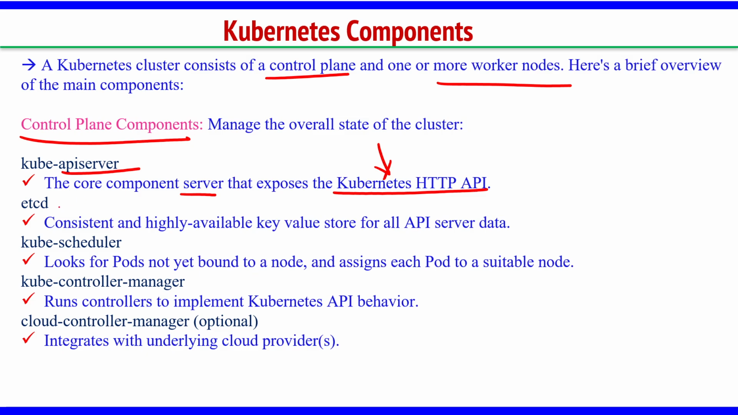Then there is something called etcd. It's a database for Kubernetes, right? A consistent and highly available key value store for all API server data. Whatever requests are coming to this API server, those requests are recorded and stored as key values inside this etcd, right?